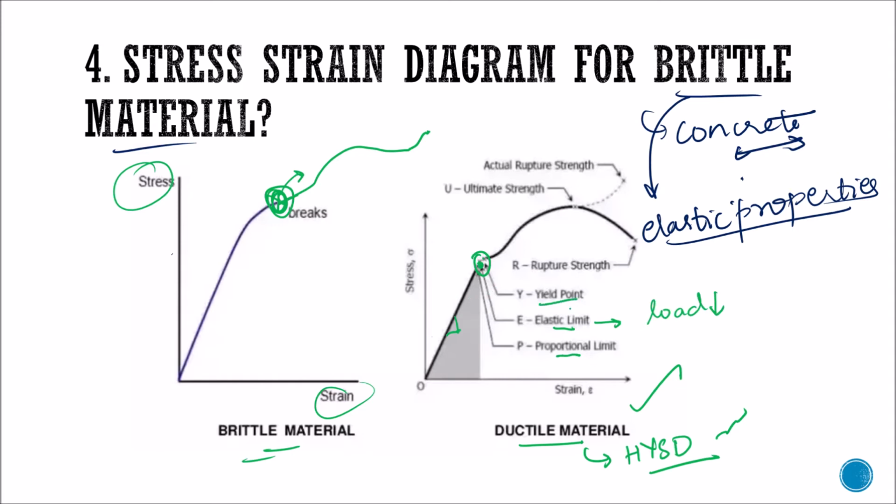Next is yield point, where it starts to yield, and after the yield point we can see that there is a considerable increase in stress. Even after the yield point it is able to take stress. So this part is what we call strain hardening. We'll see about it in the upcoming slides.